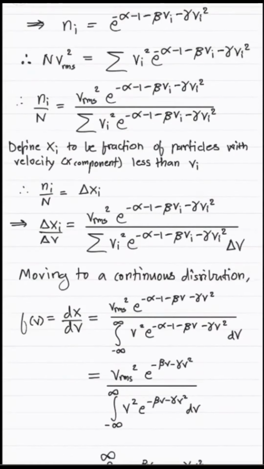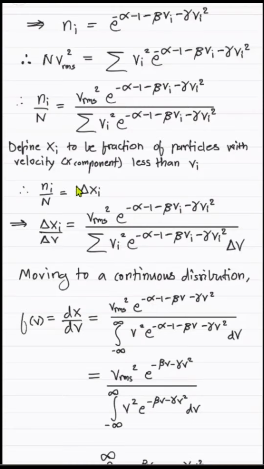Now let's define xi to be the fraction of particles with velocity less than vi. Of course, we are only dealing with the x component for now. We are not talking about 3 dimensions yet. We'll talk about that later. So if we define xi to be the fraction of particles with velocity less than vi, then small ni upon N is equal to delta xi, right? You could always say that small ni dash is the number of particles which have velocity less than vi, so not the fraction but the actual number.